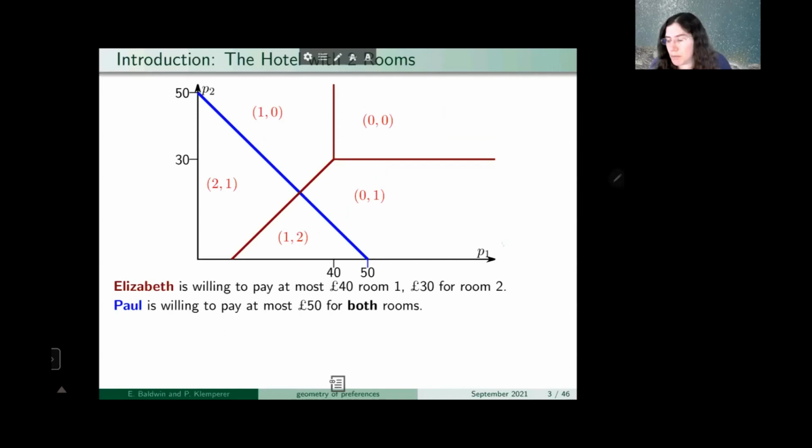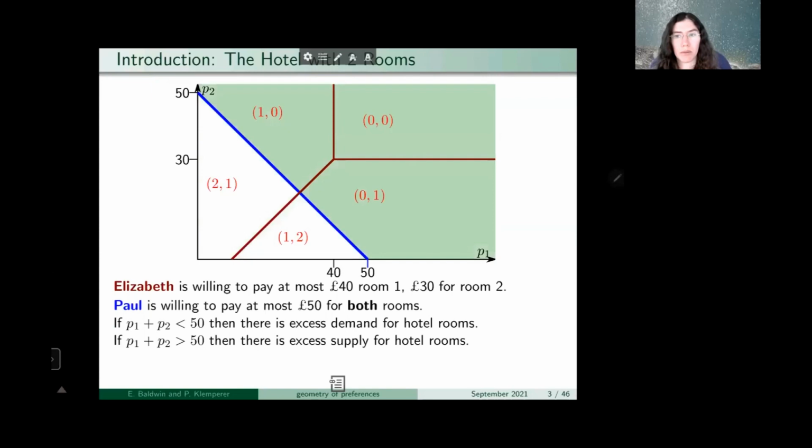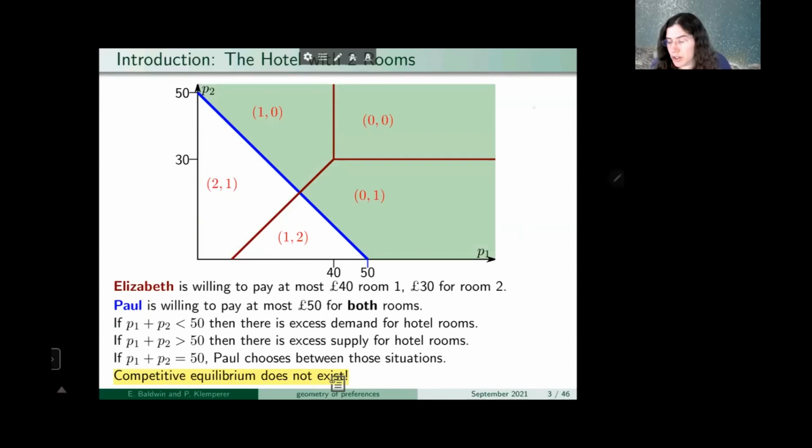Because if the sum of the prices is less than Paul is willing to pay, then there's excess demand for hotel rooms. If the sum of the prices is more than Paul is willing to pay, there's excess supply for hotel rooms. And if it's on the margin, then Paul can choose which situation we're in. So a competitive equilibrium does not exist in this model.